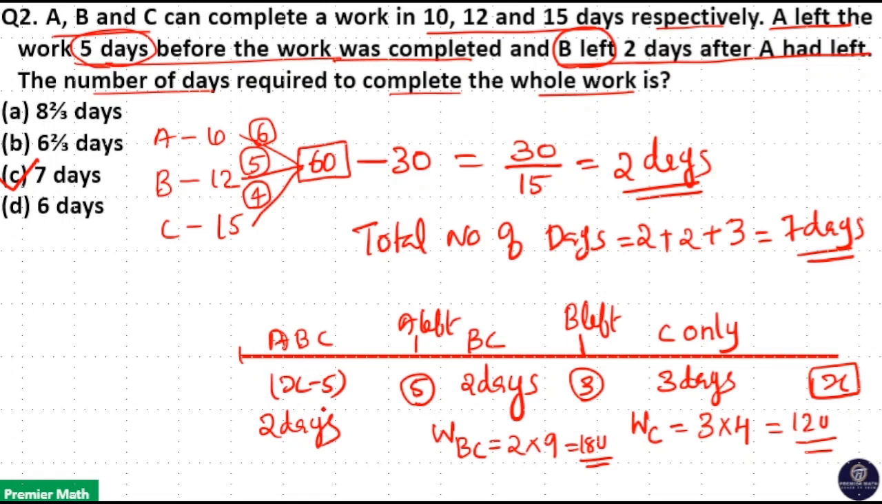ABC together worked for 2 days. BC together worked for 2 days. C alone worked for 3 days. Now total number of days is 2 plus 2 plus 3, which is equal to 7.